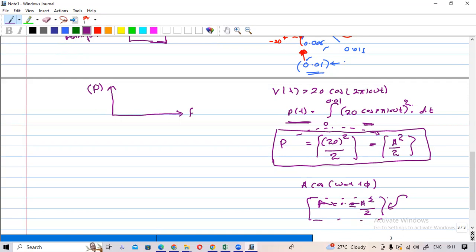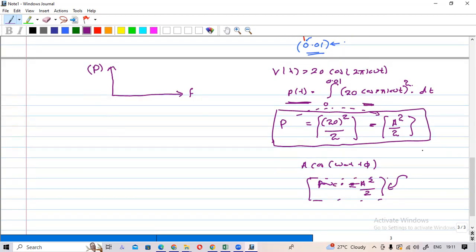This is how we can calculate the power. A square divided by 2. This is the power. Okay, this is the power.